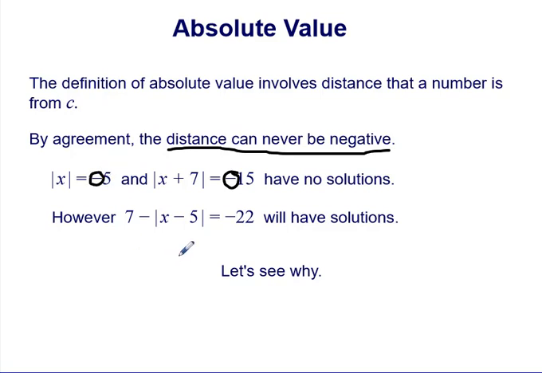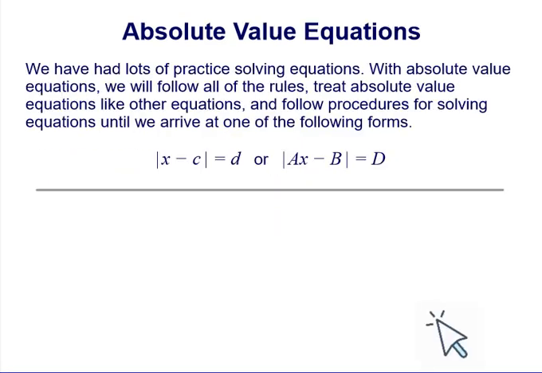However, you have to be careful, because something like this equation, 7 minus the absolute value of x minus 5 is equal to -22, will have solutions even though it is equal to a negative number. So let's see why and why we have to be careful. We can't just make any assumptions.